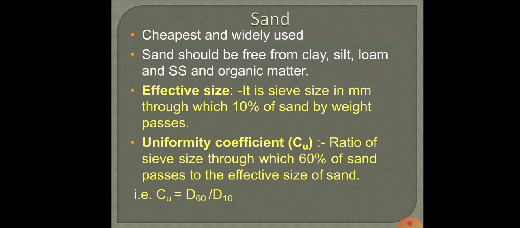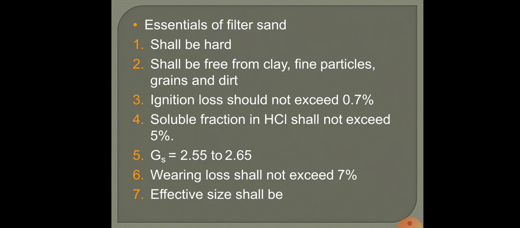So when we use sand as filter media, we know that sand is the cheapest and the most widely used in any type of filtration, and as I said, it should be free from suspended solids, organic matter, clay, silt and loam, etc. And there are some essentials that have to be satisfied by the sand that we are going to use as a filter media. So it should be hard, it should be free from clay and fine particles, grain and dirt. The ignition loss should not exceed 0.7%, and soluble fraction in hydrogen chloride shall not exceed 5%.